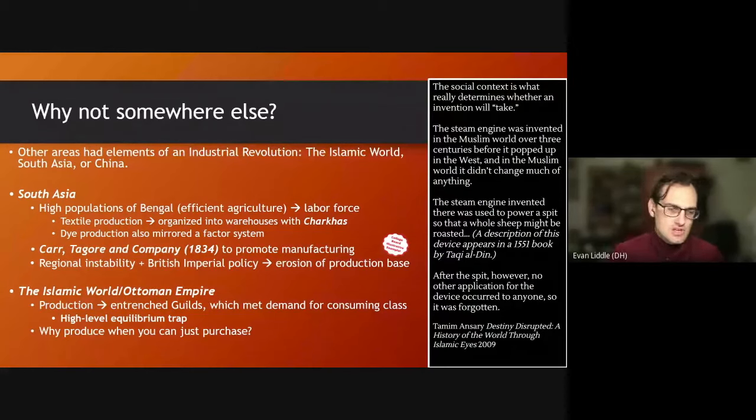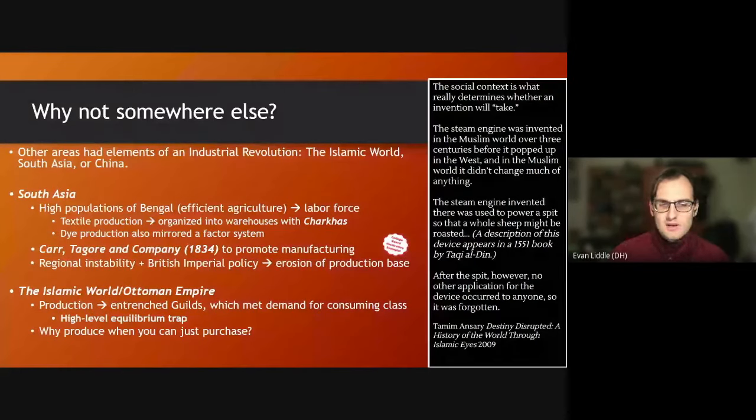In South Asia, Bengal, specifically what is now Bangladesh and parts of India, the high efficiency of agriculture meant that the price of food was so low that the labor force did not have to be paid very much. And this allowed for textiles to be shipped from Bangladesh all the way to Europe and still have them be cheaper than the textiles produced in Europe. This is also that centralization of labor I was talking about.